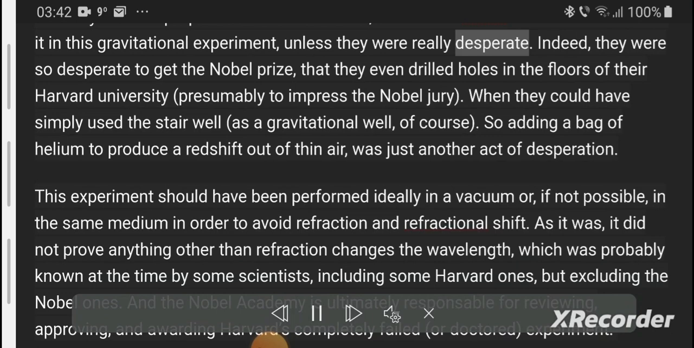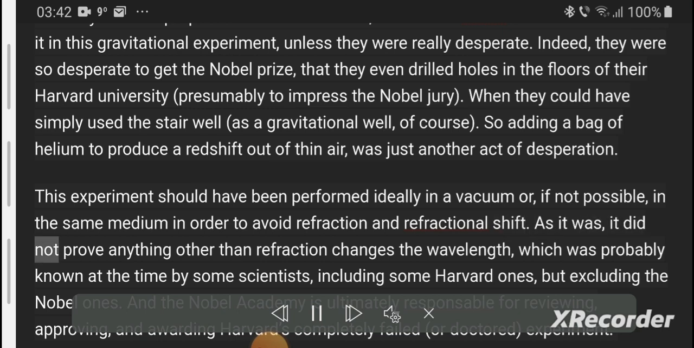unless they were really desperate. Indeed, they were so desperate to get the Nobel Prize that they even drilled holes in the floors of their Harvard University, presumably to impress the Nobel jury. When they could have simply used the stairwell, as a gravitational well, of course. So adding a bag of helium to produce a redshift out of thin air was just another act of desperation. This experiment should have been performed ideally in a vacuum or, if not possible, in the same medium in order to avoid refraction and refractional shift.